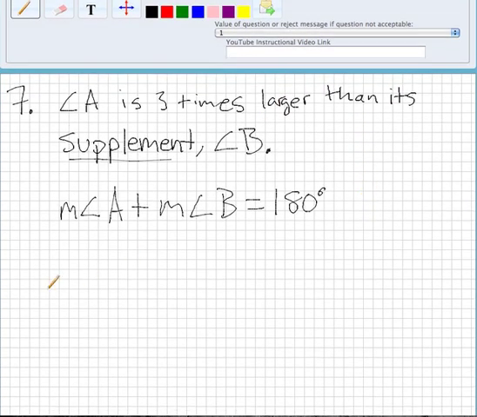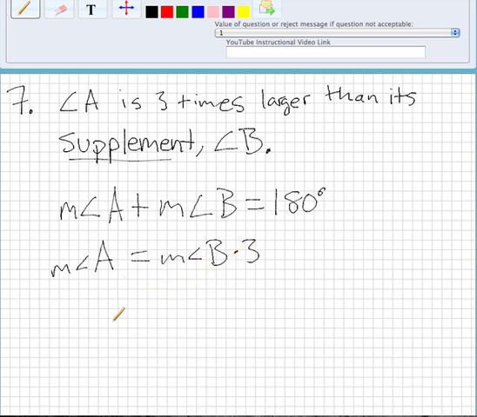But we also know that the measure of angle A is equal to the measure of angle B, but that's times 3. It's 3 times bigger than B. So what I'm going to do is I'm going to solve this as a system of equations.